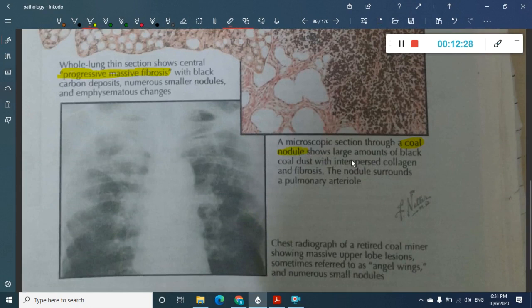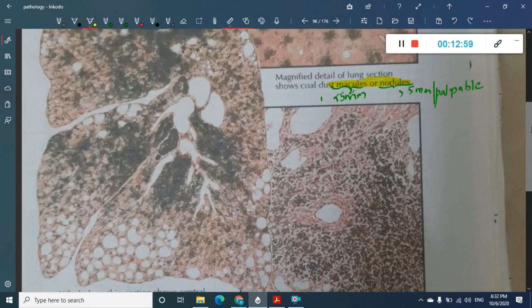And you also see interspersed collagen fibers and fibrosis. And here what are you going to see? These are the lesions which you are seeing. These are multiple nodules. All these are multiple nodules. Sometimes we call them angel wings, because they most commonly involve the upper lobe and they are massive, so they are called angel wings. So this is about coal workers pneumoconiosis.